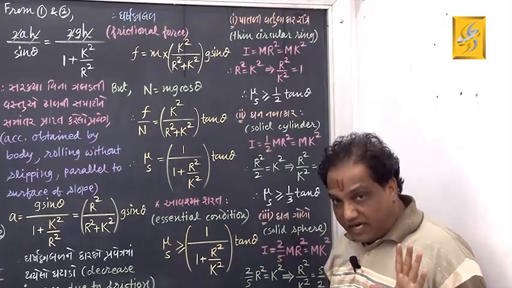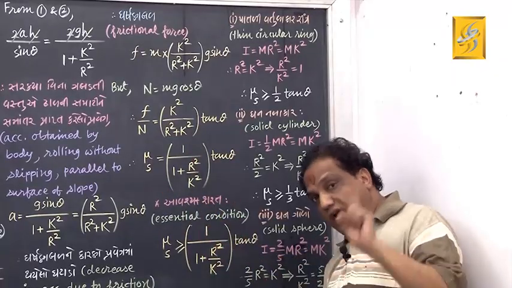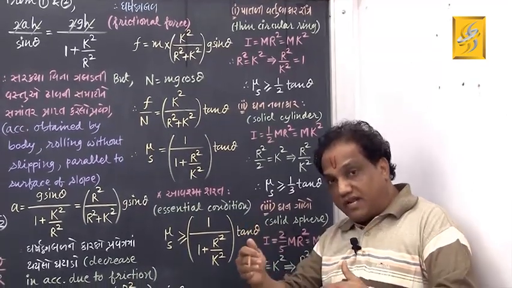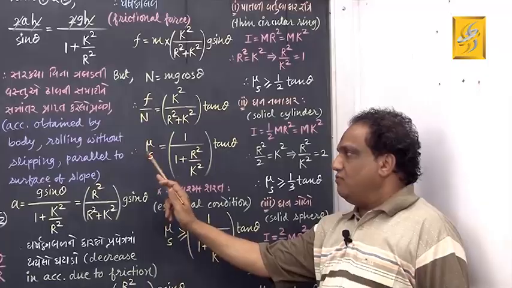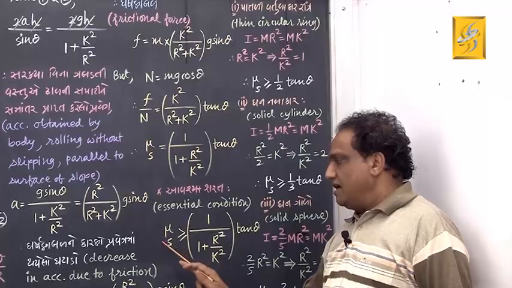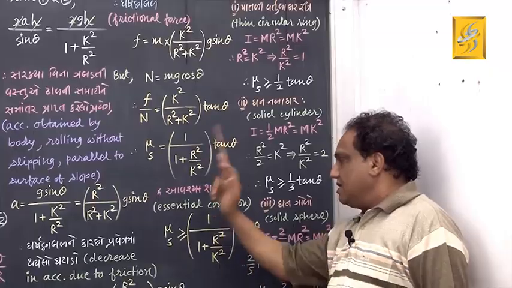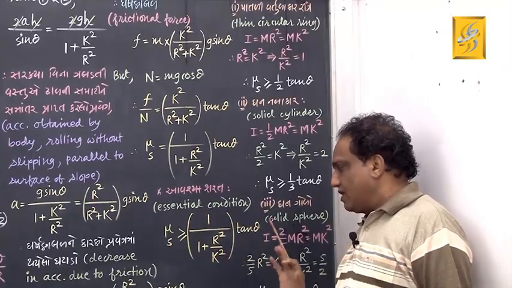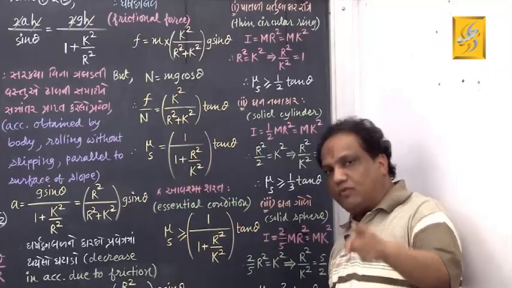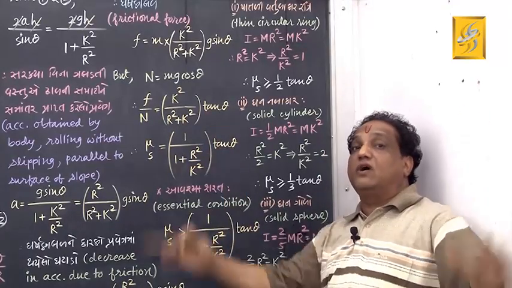You know what we find practically? Whenever the value of the coefficient of static friction is greater than this, at that time also the body can roll without slipping. So if you want to write the condition in a general way, you should combine mu s equal to and mu s greater than. Both conditions combined can be written this way: mu s must be greater than or equal to 1 upon 1 plus R square upon K square into tan theta. When mu s is this much, the body can roll without slipping, and when mu s is greater than this, then also the body can roll without slipping.